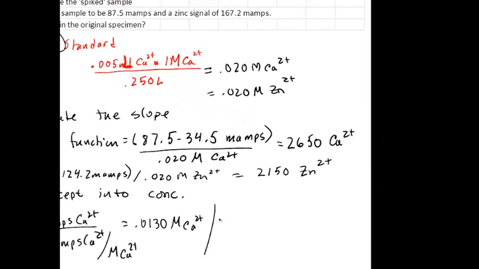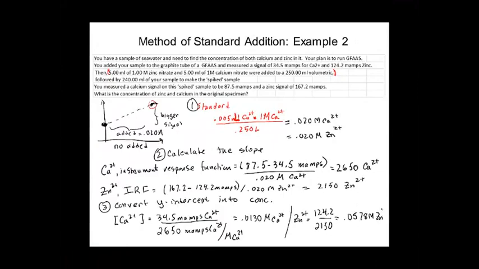And for zinc, I'm going to drop the unit so I can fit it in here. It's 124.2 divided by 2150, and that's just going to give us 0.0578 molar zinc. And the sig figs you probably carry here, scanning the problem, look to be about 3 sig figs. So this is correct, and this is correct.